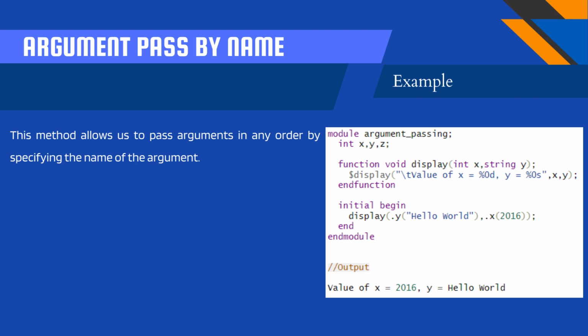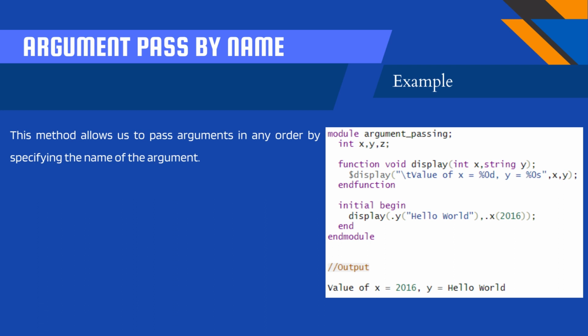Here, we have a module named argument_passing. Inside the module, we have a function named display that takes two arguments, an integer x and a string y. Notice that when we call the display function, we are not passing the arguments in the same order that they were defined in the function. Instead, we are passing the value of y first, followed by the value of x. We are able to do this because we have specified the name of the argument when we call the function.